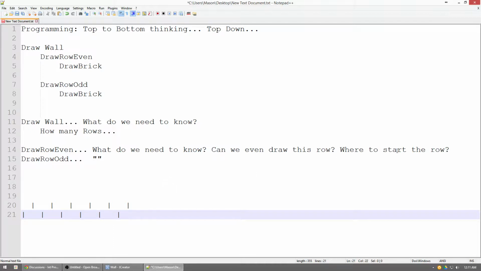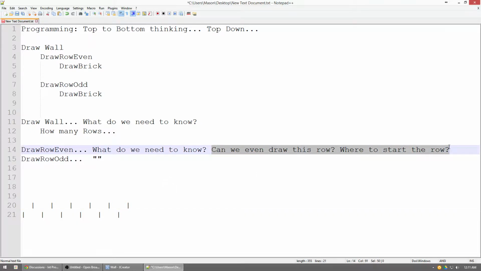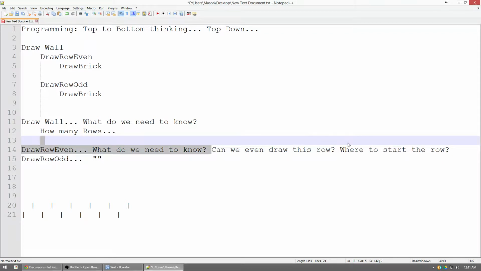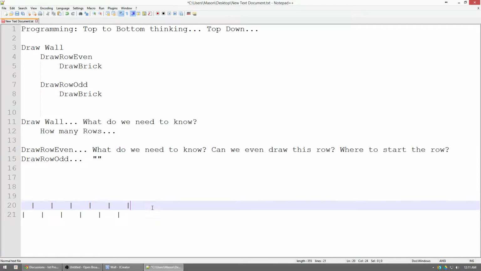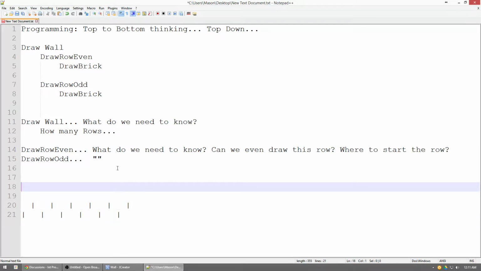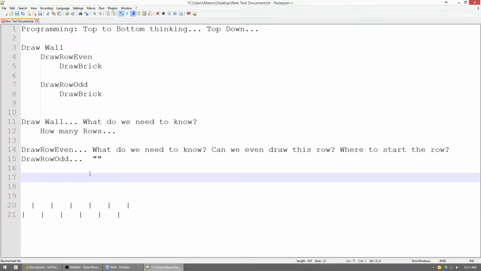So that's the logic behind whether we can draw this row, and where do we start the row. Programming-wise, you're going to set some integers and do a couple of math and division things like that, but that's all in math. So then, what do we do here?